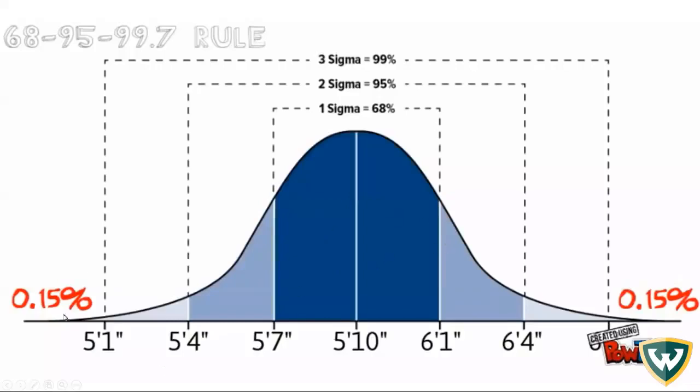And then people who are on the very extreme ends of this scale are going to be lower in percentage in my population. To be very exact, people who are shorter than 5 feet 1 inch are only 0.15% of the population. And then similarly, people who are extremely tall are also 0.15% of the population.